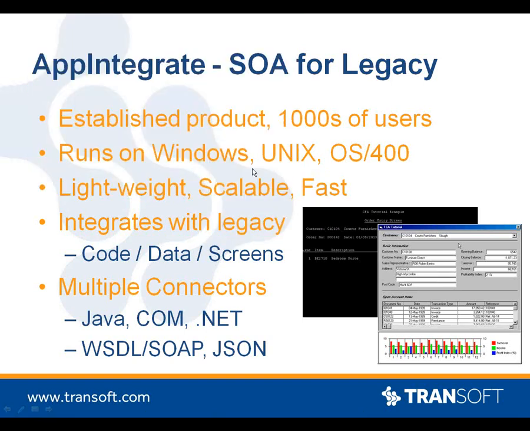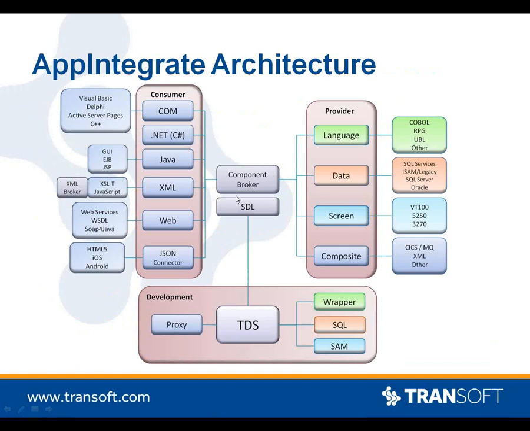So moving on, we have a quick overview of the App Integrate architecture. So at the center we have the component broker, which is a thin server which runs on Unix, Windows or OS 400. It's configured with a service definition language, which is very much geared towards legacy systems. And on the left-hand side we have our consumer technologies. On the right-hand side we have our provider technologies, language, screen and data.